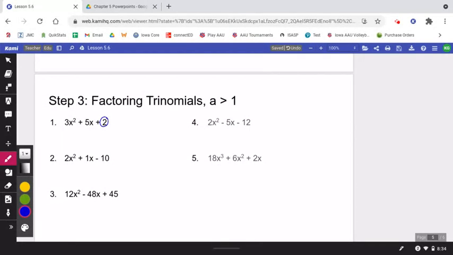So like in this case, there are no factors of 2 that add up to 5. So what we're going to do instead is look for factors of 6 that add up to 5, which can be done. So when I start this window method, I'm going to start with the 3x squared and the 2. And then I'm looking for factors of 6 that add up to 5, which are 3x and 2x. Sign chart says both plus. So this would give me x plus 1, because that's a 2 there, and this would give me 3x plus 2.